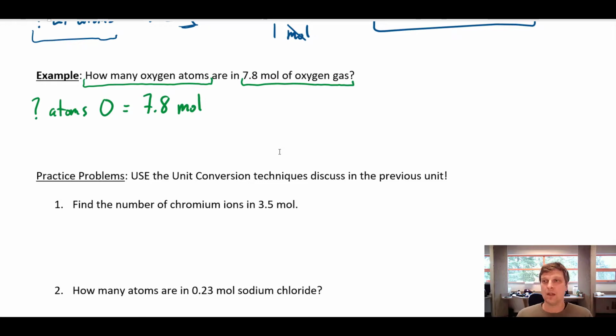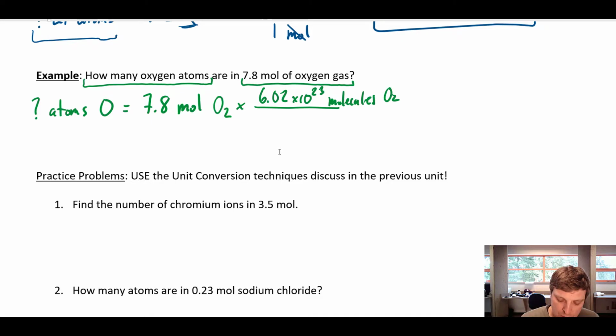Now, be careful here because oxygen is one of those funny elements that on its own is going to always form diatomic molecules. So you never find oxygen just floating around by itself. You will always find it in the form O2, and that's going to matter. So my first step is to multiply it by a conversion factor. Again, I've got Avogadro's number. I can multiply this by Avogadro's number, 6.02 times 10 to the 23 molecules of O2 over 1 mole. And we can see that the moles here are going to cancel out.